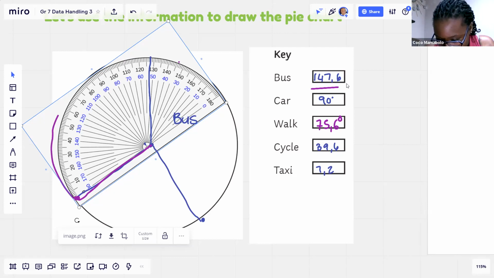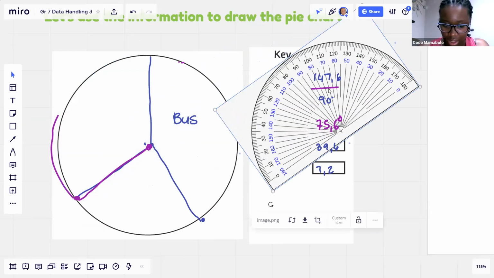147.6 would be somewhere there. Okay. And from there to the middle of our protractor, right there in the middle, I'm going to remove my protractor then. I'm going to move it away. This is getting a little messy, guys. Let me just shift some of the stuff away.